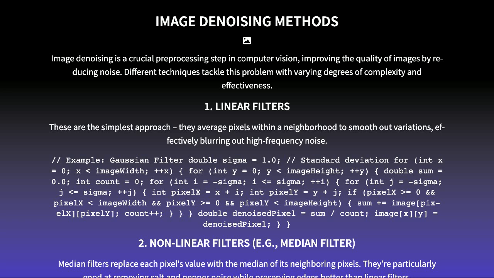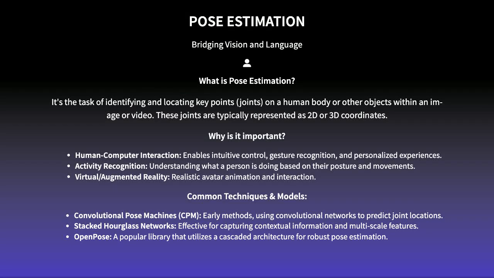Okay, let's dive into pose estimation. Basically, it's about figuring out where the important parts of a body are in an image. Think elbows, knees, wrists, all those joints. This is super useful because it lets computers understand what people are doing and how they're moving. It opens doors to really cool things like controlling devices with gestures or creating more believable avatars in VR.